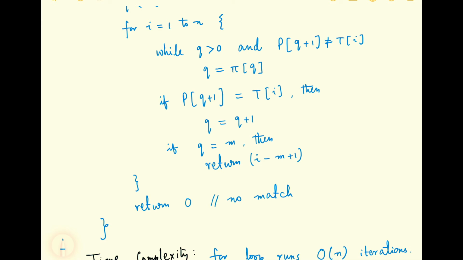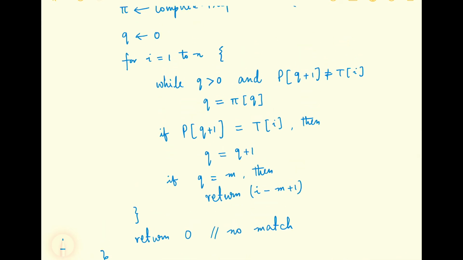So now we have q equal to q plus 1. Of course, if q equal to m, then we have found a successful match of the entire pattern, and the starting point is i minus m plus 1. The pattern ends at the qth index and its length is m, so the pattern should have started at i minus m plus 1. So the pattern has ended at this index i in this case.